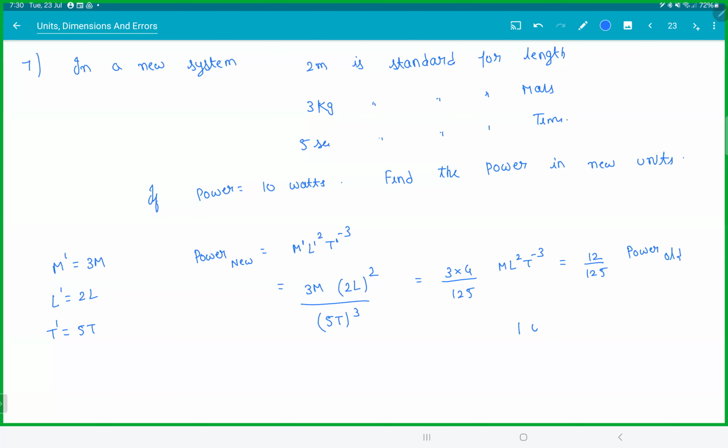That means indirectly you're telling me 1 watt dash is 12 by 125 watts. So you're saying power is 10 watt, so that is 10 into 125 by 12. That is 625 by 6 watt dash. Check your calculations. So in the new dimensions which you have taken, 1 watt dash of 12 by 125 will be the new unit of power. All clear with this?